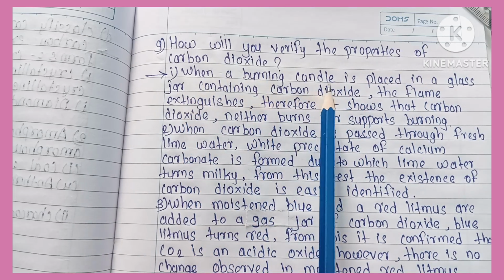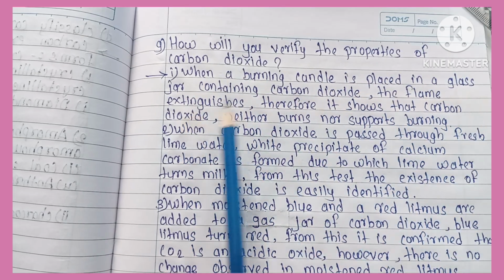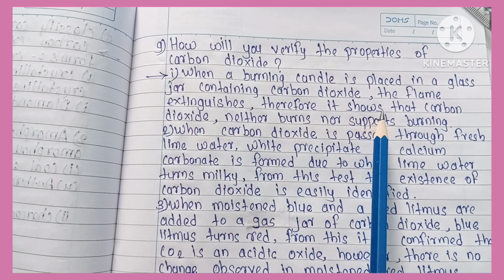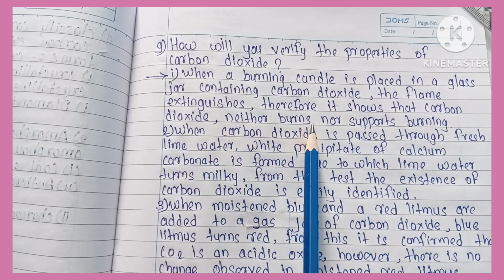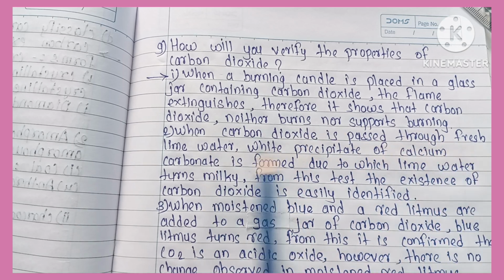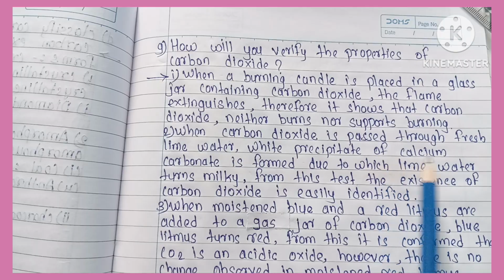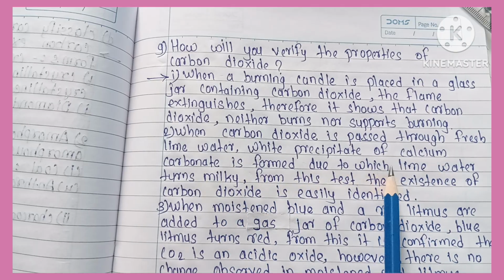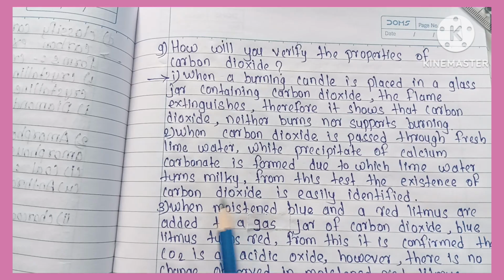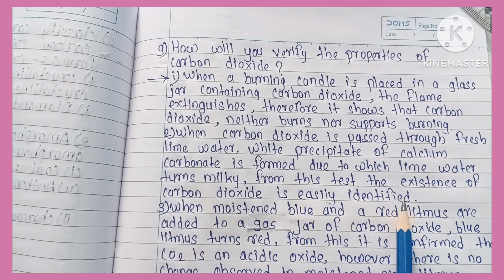Answer. When a burning candle is placed in a glass jar containing carbon dioxide, the flame extinguishes. Therefore, it shows that carbon dioxide neither burns nor supports burning. When carbon dioxide is passed through fresh lime water, white precipitate of calcium carbonate is formed, due to which lime water turns milky. From this test, the existence of carbon dioxide is easily identified.